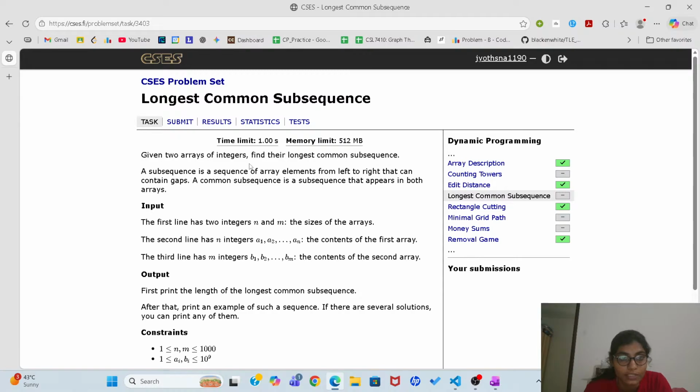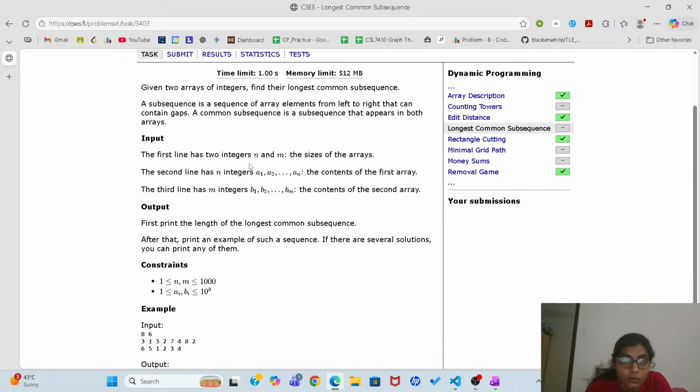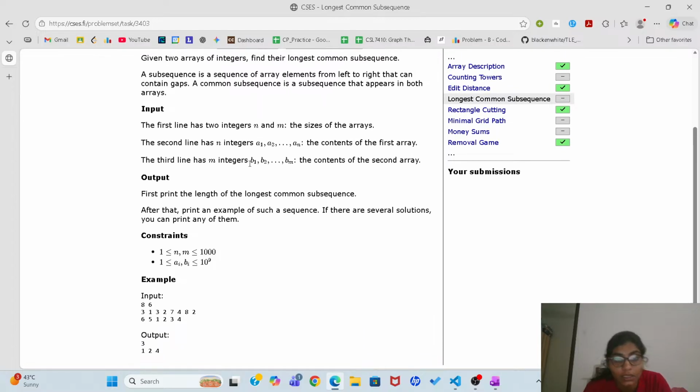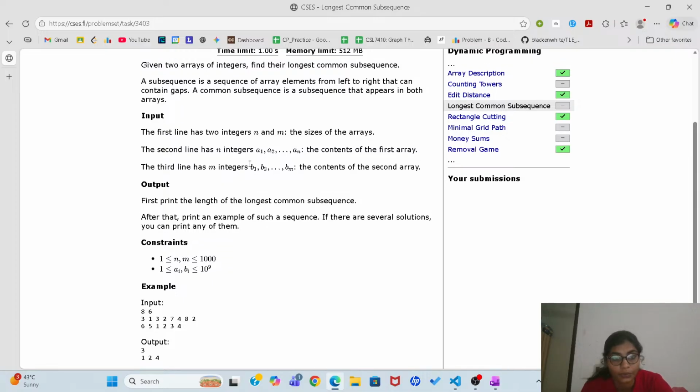What is the problem statement? Given two arrays of integers, find their longest common subsequence. Subsequence is a sequence of array elements from left to right that can contain gaps. So we have to find the longest common subsequence in the given elements. What are the constraints? Array sizes are 1000 and the array elements can be 10 power 9.